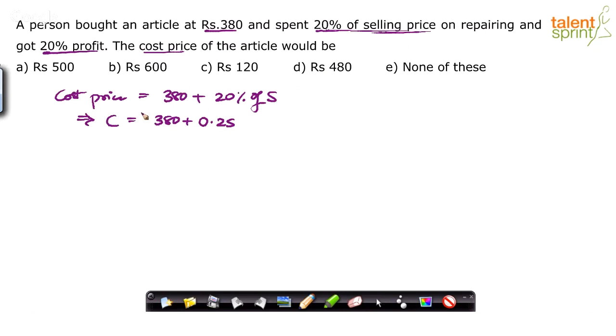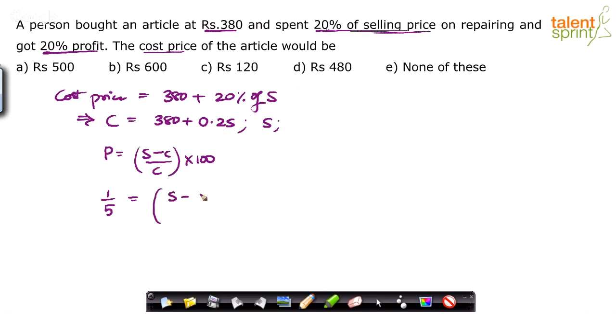What is the selling price? Selling price is S only. What is the profit? 20% profit. Use the formula, right? You know that profit percentage is equal to (S minus C) by C into 100. Now do the calculation. So 20% is like 1 by 5, right? 20% profit is like 1 by 5. So I can say 1 by 5. Again, you need not write 100 there. 20 by 100 will become 1 by 5. (S minus C) by C into 100.